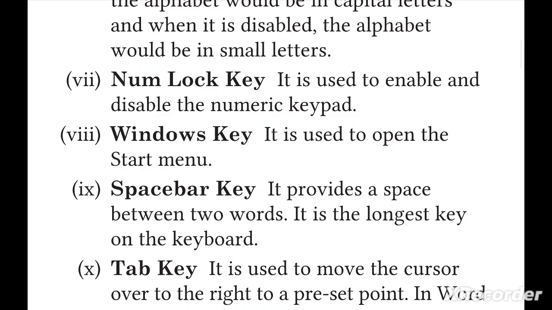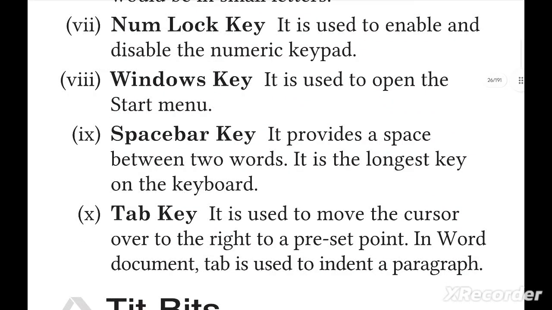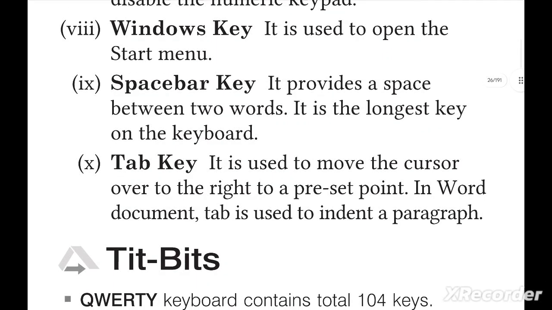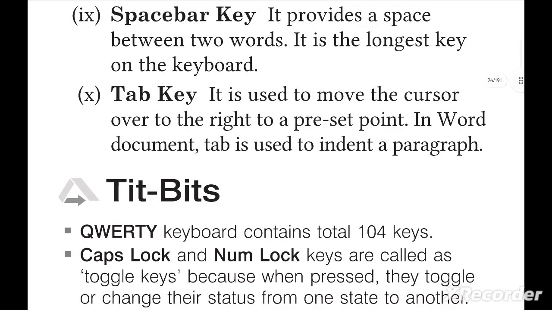Next, num lock key. It is used to enable and disable the numeric keypad. Next, Windows key. It is used to open the start menu. Next, space bar key. It provides a space between two words. It is the longest key on the keyboard. Next, tab key. It is used to move the cursor over to the right to a preset point. In a Word document, tab is used to indent a paragraph.